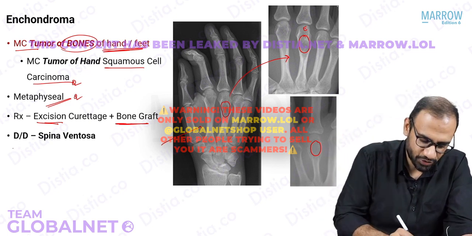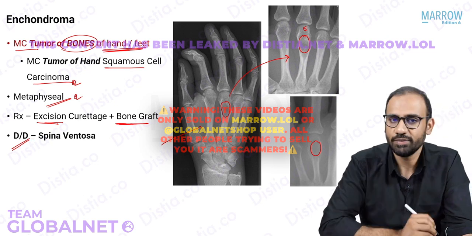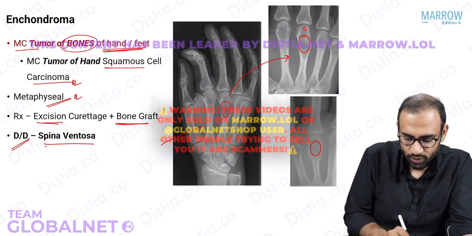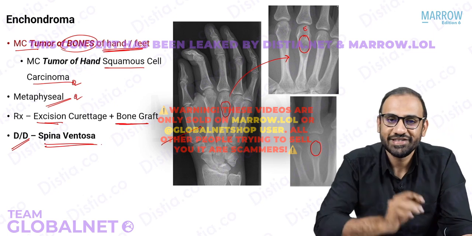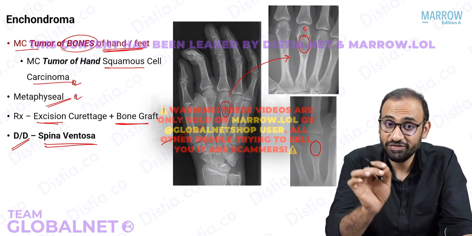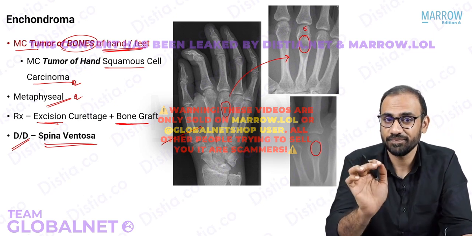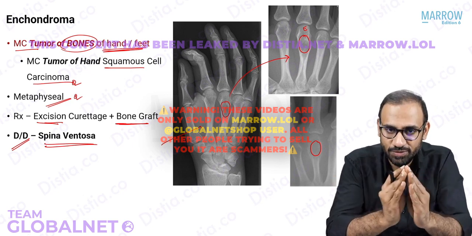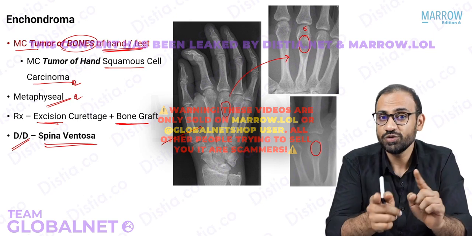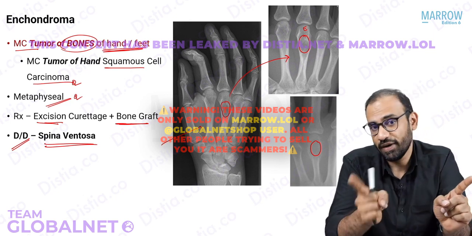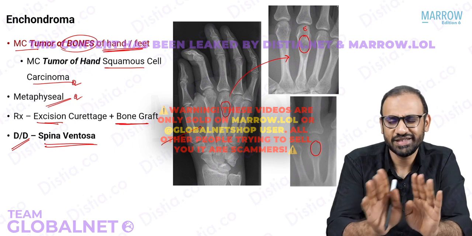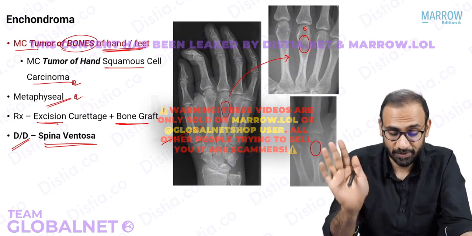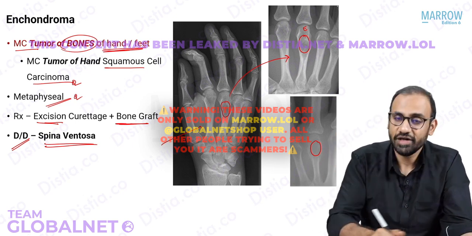One important MCQ you should know is the differential diagnosis of this swelling in the metacarpals: spina ventosa. What is spina ventosa? It is tuberculosis of the phalanges of the finger. Here also the same thing happens. The phalanges will swell up. That is known as spina ventosa. So it might confuse you between enchondroma and spina ventosa, so keep that in mind. That's a differential diagnosis. Sometimes they ask you on the exam. So these are the findings of enchondroma.